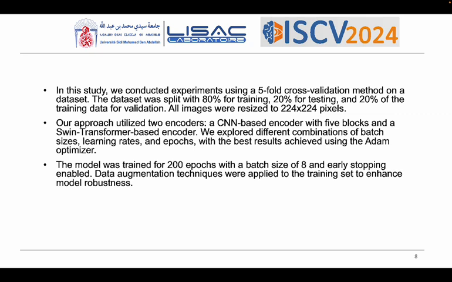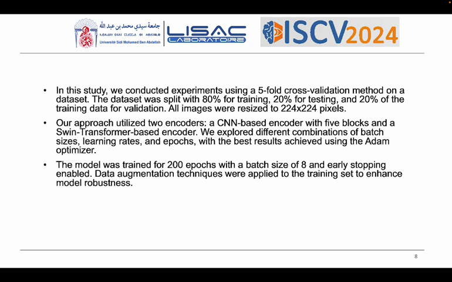proposed method. And in our study we conducted experiments using a 5-fold cross-validation. We used 80% for training and 20% for testing, and 20% of the training data we used for validation. And of course all images were resized to 224 by 224 pixels. That dimension is a requirement of Swin Transformers, because we used the pre-trained version.